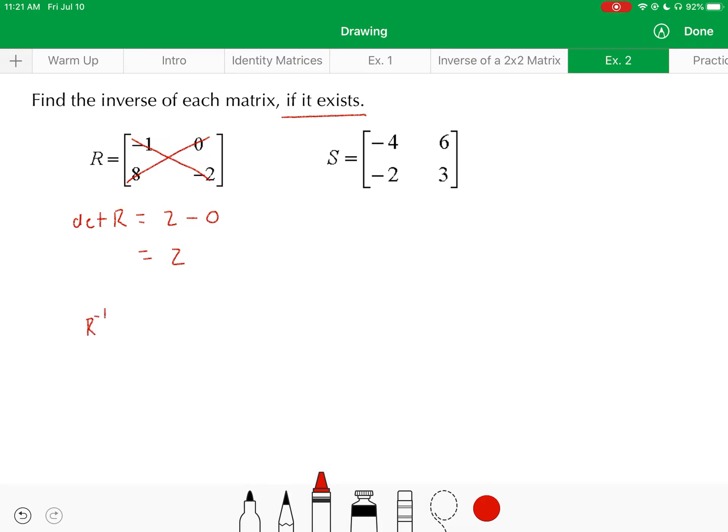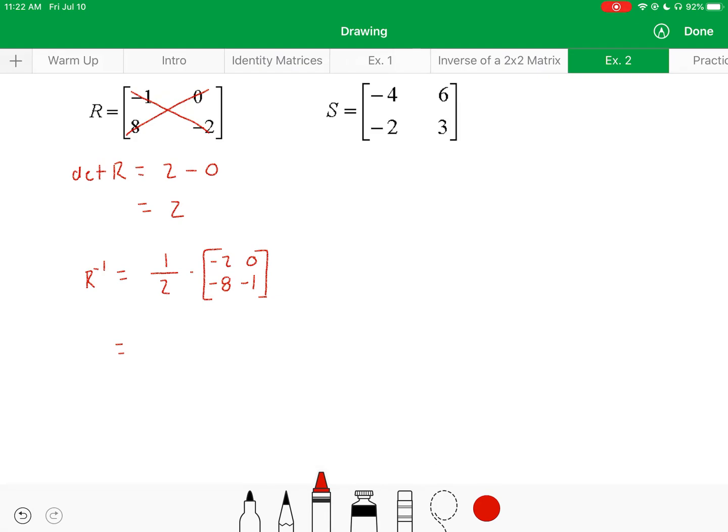All right, here's the notation for that inverse. It's going to equal 1 over that determinant of 2. We're going to multiply that by the following matrix. I'm going to have a -2, a 0, a -8, and a -1. And now I will simply multiply that scalar of 1/2 to each of the 4 elements of that matrix. So that's going to lead me to -1, 0, -4, and -1/2. And there's my inverse. Okay.